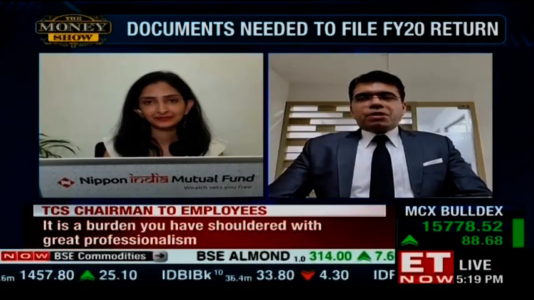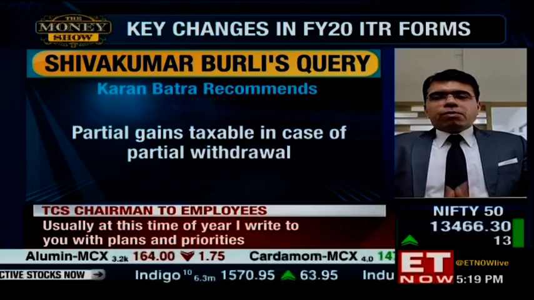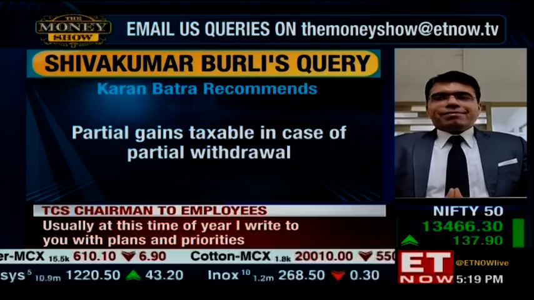So if you withdraw a partial amount, then you will have to pay tax on the partial gains that you make. If these were held for less than 3 years, this would be classified as short-term gains and taxable as per the slab rates. If these were held for more than 3 years, then this would be taxed at a flat 20%.